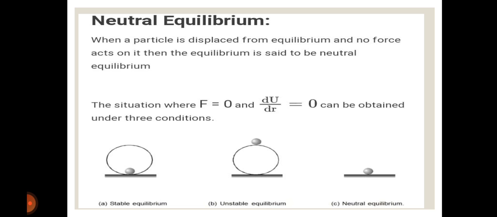The situation where F is equal to 0 and dU by dr is equal to 0 can be obtained under 3 conditions. We can see in the first figure a marble kept at the bottom of a bowl, which is stable equilibrium. And second is unstable equilibrium, in which we can see a marble placed on the top, which is unstable equilibrium. And third is neutral equilibrium, in which a marble is lying on a plane surface.